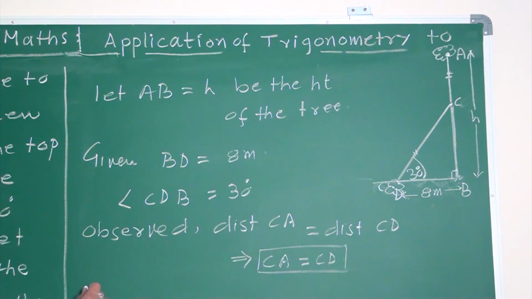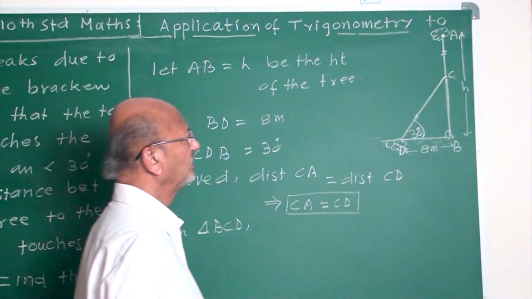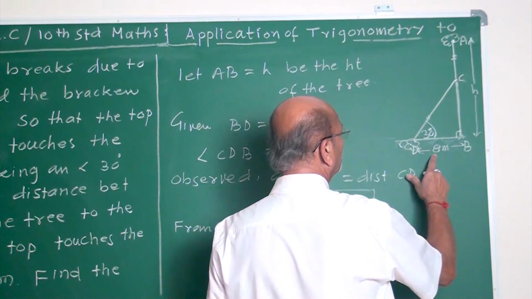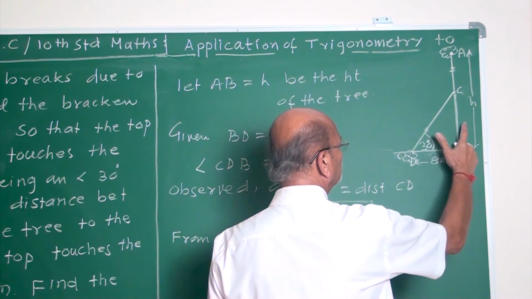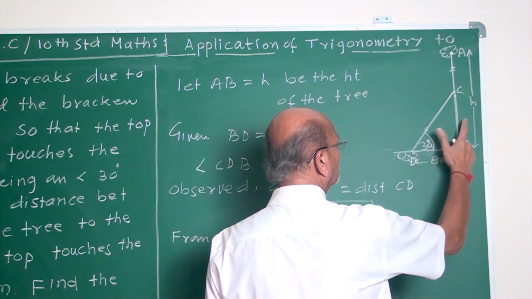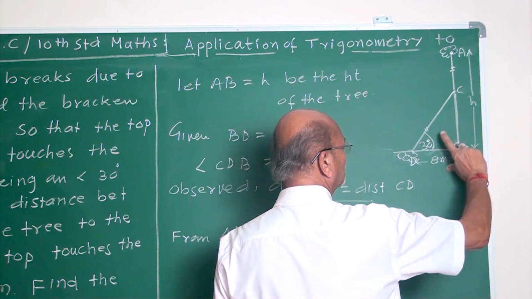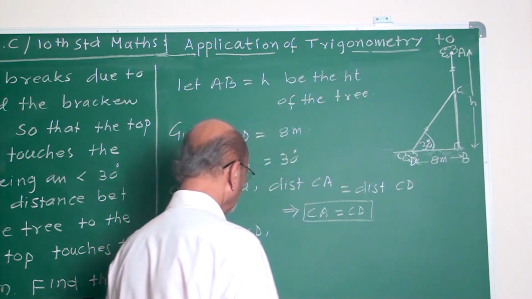BCD, from triangle BCD. You wanted this height. This is given and the angle is given. The adjacent side is given. What is this, my friend? Opposite to 30. Opposite, adjacent. What is the relation? Tan 30. Tan 30 is opposite upon adjacent.